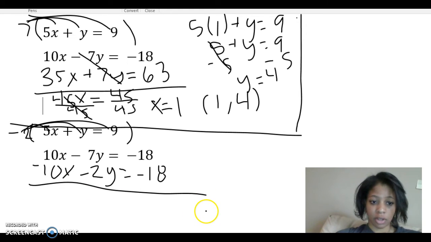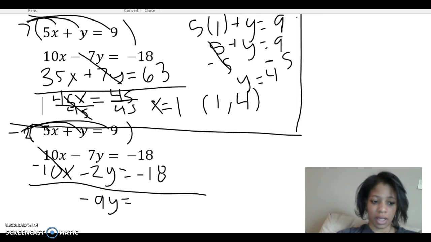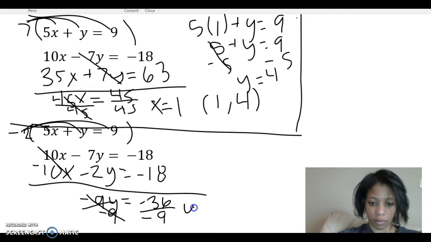So now I'm combining these two equations. Now my x's are what's opposite, right? So they're what's going to get eliminated. They cross out. -7y minus 2y, so it's going to stay negative. It's going to be -9y equals -18 minus 18, which is going to be -36. And now I'm solving for y, so I'm dividing both sides by -9. You cancel out, I'm left with y equals, and -36 divided by -9 is going to be +4.